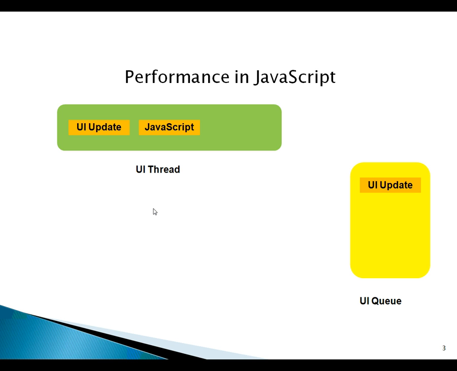By UI update I mean changes in the colors or changes in the layout, and by JavaScript execution I mean any processing done on the client side, be it a validation, a computation or anything. Once the JavaScript is completed, the UI update which is waiting in the UI queue is moved into the UI thread for execution.